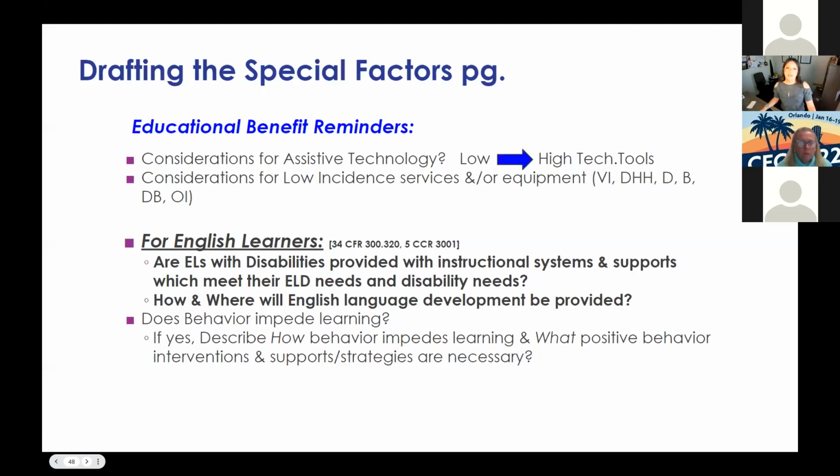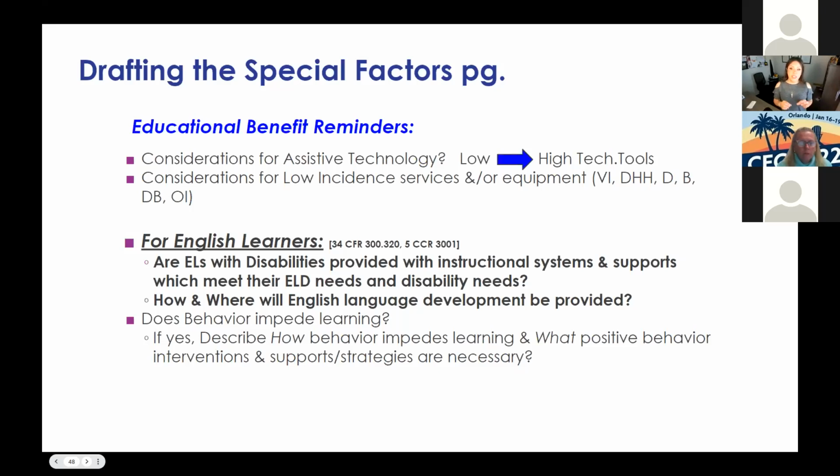So when we're drafting the special factors, we want to look at behavior, English language proficiency, blindness or visual impairment, communication needs, deafness, and assistive technology. We want to consider assistive technology based on student needs. And we know that assistive technology can range from no tech to low tech to high tech. We want to consider low incidence services.